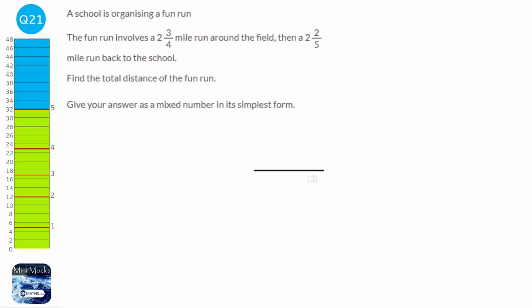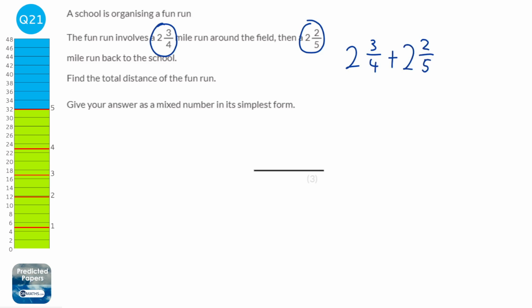So in this question, we basically need to add the 2 3/4 and the 2 2/5. So we're going to do 2 3/4 plus 2 2/5. Now, if I just rewrite this, 2 3/4 can be written as 2 plus 3/4, plus 2 plus 2/5.